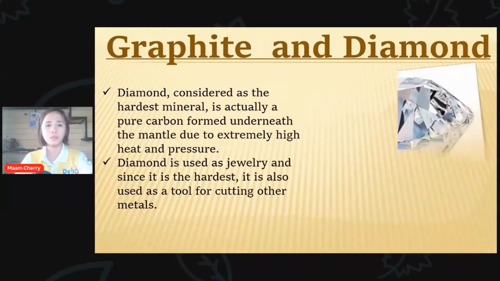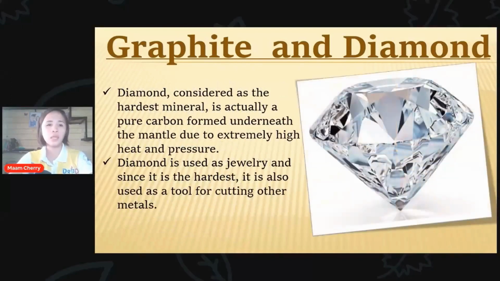Next, for the diamond, considered as the hardest mineral, is actually a pure carbon formed underneath the mantle due to extremely high heat and pressure. So diamond is used as jewelry, and since it is hardest, it is also used as a tool for cutting other metals. So yun po yung diamond. Siguro familiar naman tayo, siya nga yung iba bumibili, di ba, may mga diamond. Gusto ko may kinang-kinang sa katawan. So ginagamit sa jewelry madalas, di ba?